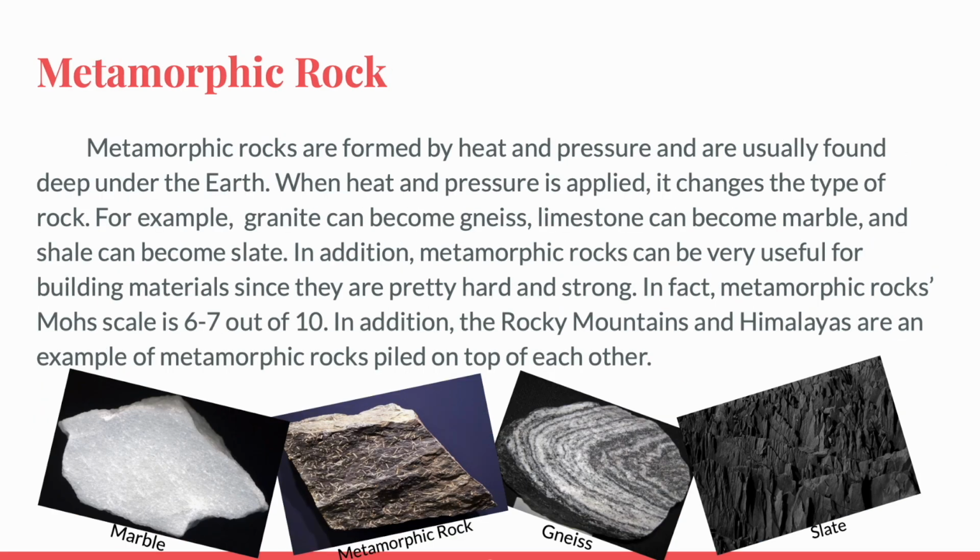So, metamorphic rocks. Metamorphic rocks are formed by heat and pressure and are usually found deep under the earth. When heat and pressure is applied, it changes the type of rock. For example, granite can become gneiss, limestone can become marble, and shale can become slate. In addition, metamorphic rocks can be very useful for building materials since they are pretty hard and strong.